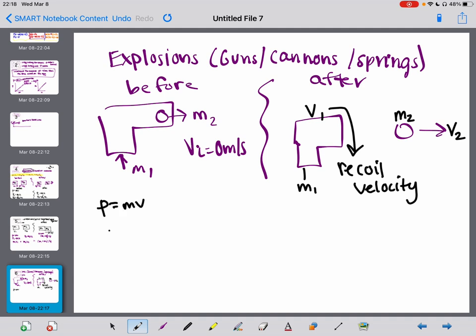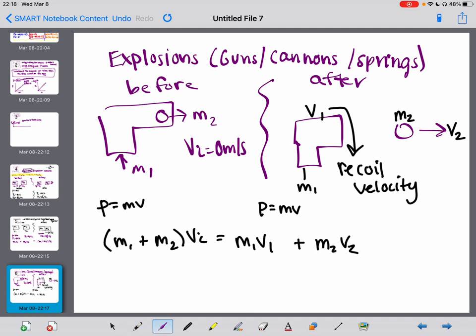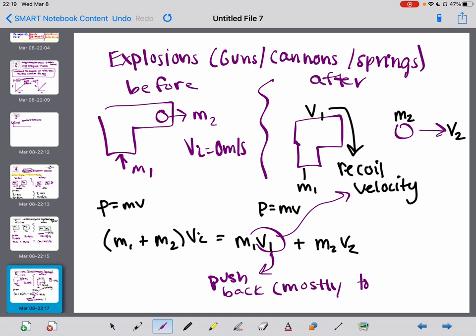So here my masses are combined. You combine the mass, so m1 plus m2 times vi equals, now you have two separate objects, so you're going to use the rule P equals mv. So I have m1 v1 plus m2 v2. Again, what I was saying was this velocity right here is known as your recoil velocity. That means you have the pushback, and for the most part, it is going to be going mostly towards the west.